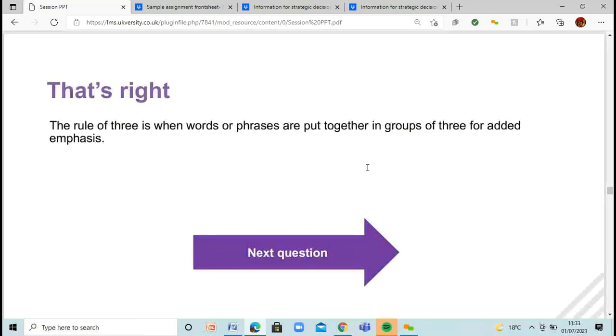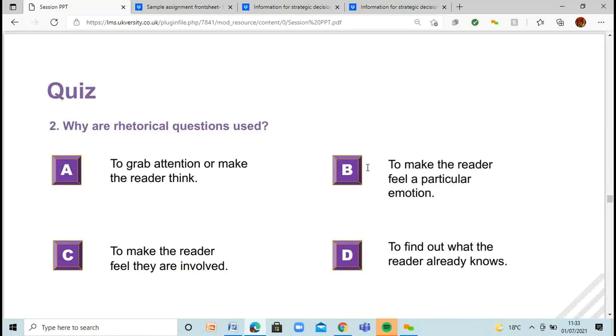Got 5 questions in total for you today. So why are rhetorical questions used? Is it A, to grab attention or to make the reader think? B, to make the reader feel a particular emotion? C, to make the reader feel they're involved? Or D, to find out what the reader already knows?